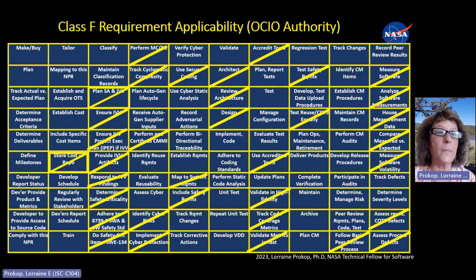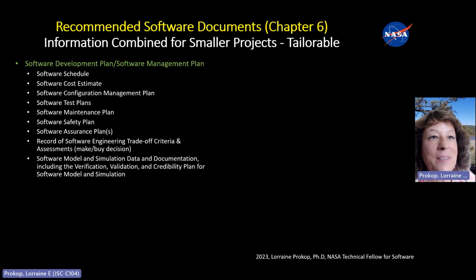And then I did a separate slide here for Class F, just to show the applicability matrix for the Class F software, which is the IT related software. The last chapter in this document that I wanted to go over is Chapter 6, which has no shalls, but it lists a recommended set of software documents. And these would be deliverables, but tailored by the center again.